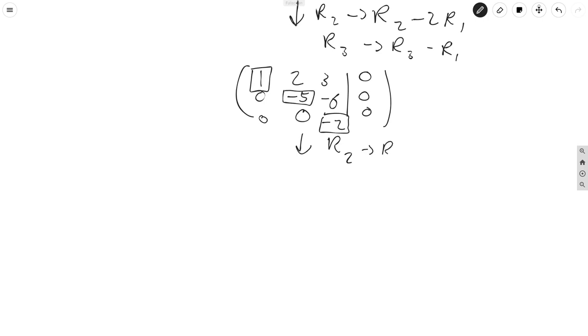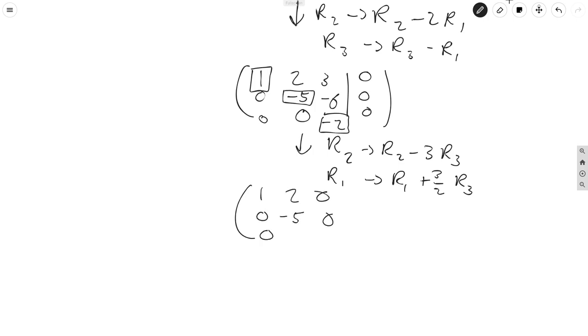So row 2 is now sent to row 2 minus 3 row 3. And row 1 is going to get sent to row 1 plus 3 over 2 row 3. Okay? Notice that this will turn the 3 here, because we're going to divide by 2 and then multiply by 3, so we'll get minus 3 here. And that'll turn this into 0. And notice that in other videos, I'm going to try to avoid working with fractions. But in this particular case, it doesn't cause us any troubles, because basically no more fractions will propagate through the equation. So this becomes 1, 2, 0, 0, minus 5, 0, 0, 0, minus 2, 0, 0.